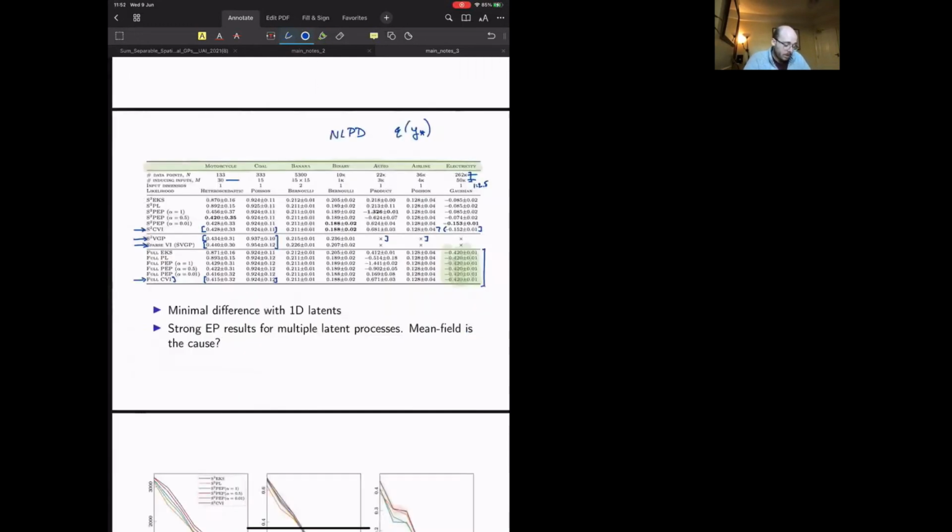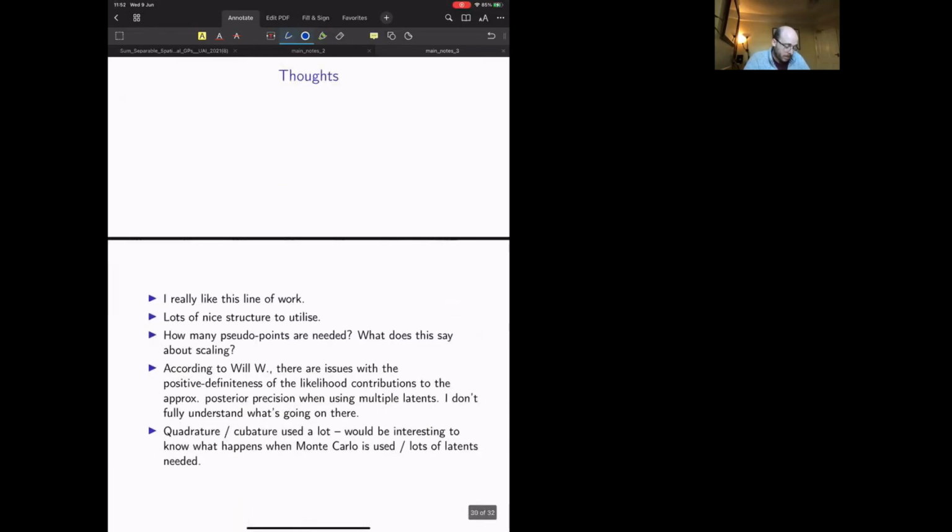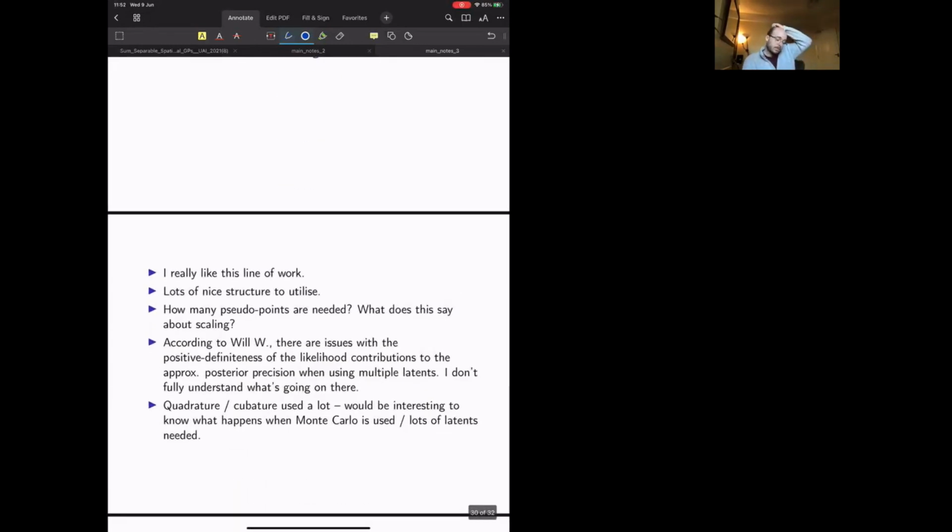So that's about all I wanted to say. I really like this work, partly because there's lots of nice structure to exploit. I think it's also a very interesting class of approximations. There's a bunch of other stuff to do with it.